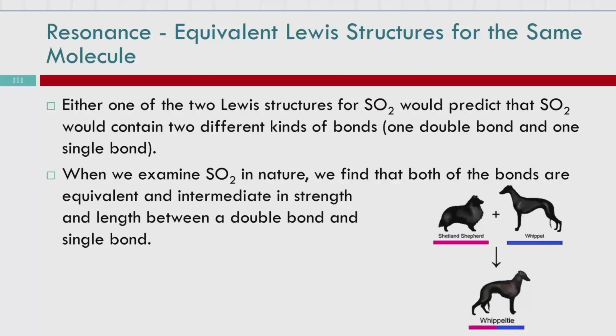So either of those 2 Lewis structures that we drew out for SO2 predicts that we would contain 2 different kinds of bonds, one double bond and one single bond. And when we look at SO2 in nature, we find that both of the bonds are intermediate in strength. So it's more like a 1.5 strength bond.